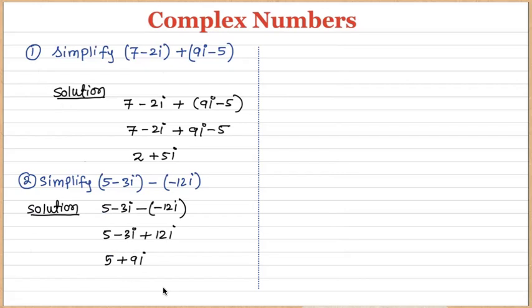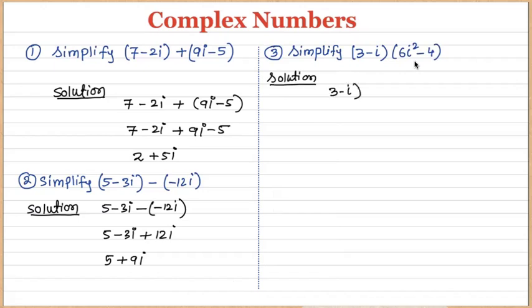Okay, let's try number 3. Simplify. We have 3 minus i multiplied by 6i squared minus 4. Let's find out what that is asking us. We are asked to multiply these two quantities. In the first one, we have 3 minus i multiplied with the second one, 6i squared minus 4.